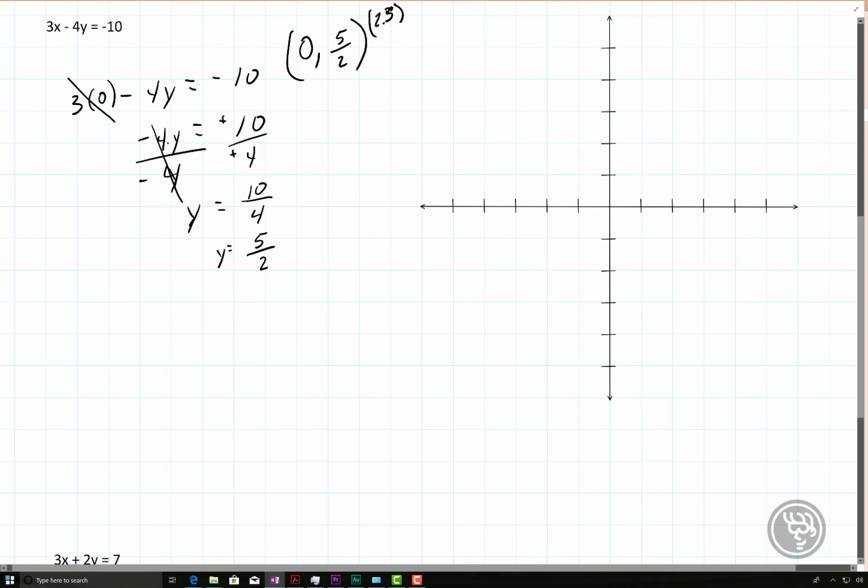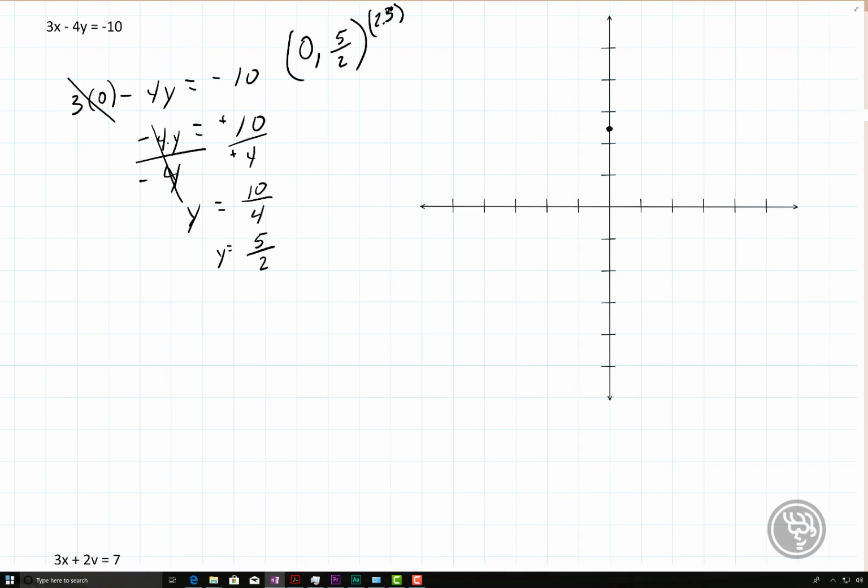All right, so that's that point. So it's 0. We're going to go up 2, 1, 2, and then meet me here in the middle. There you are. Okay, so now let's do one for the x-axis.